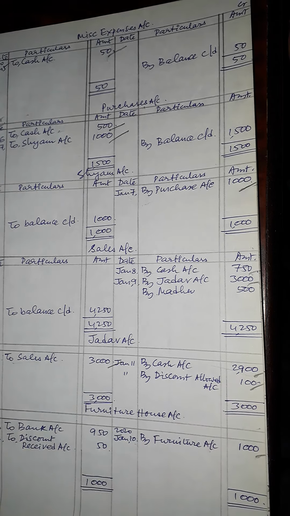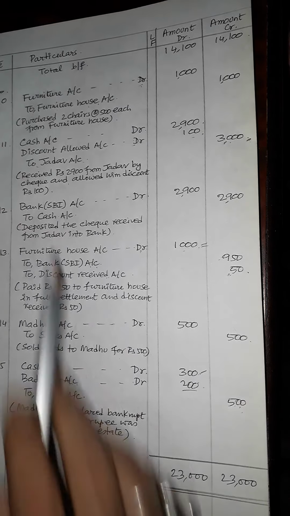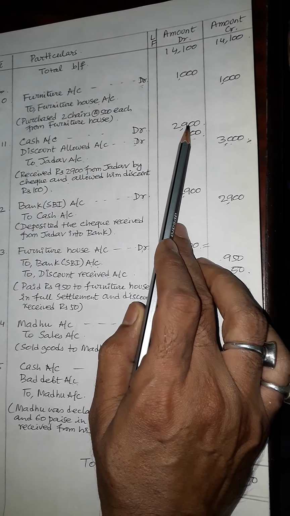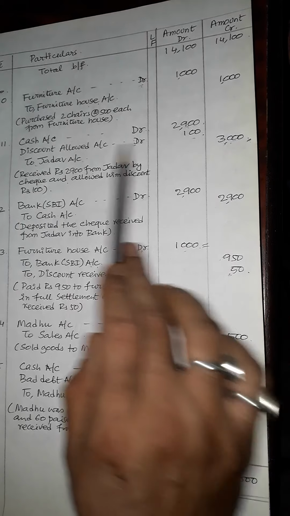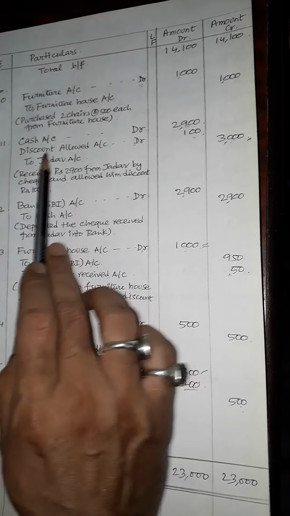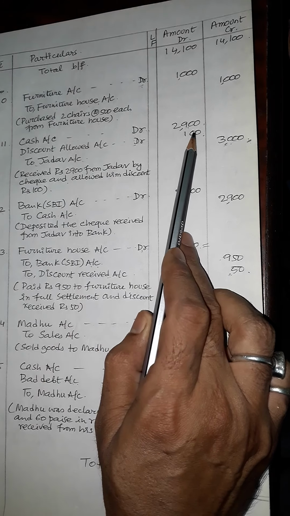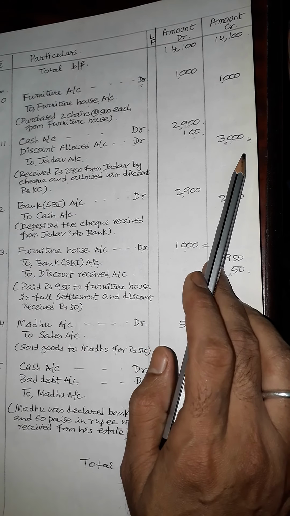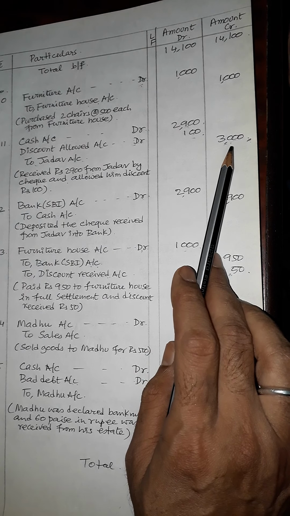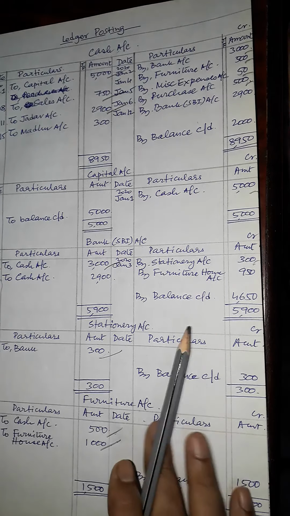So we see there are two parts of this transaction. One is cash account debit to Jadav account 2900, another is discount allowed account debit to Jadav account 100. So we combine these two transactions and prepare a composite transaction, and we enter the same in this way.